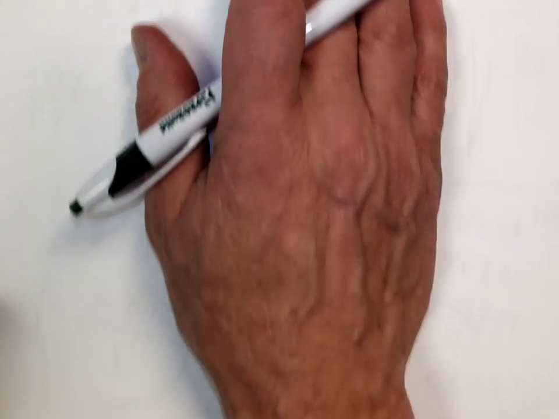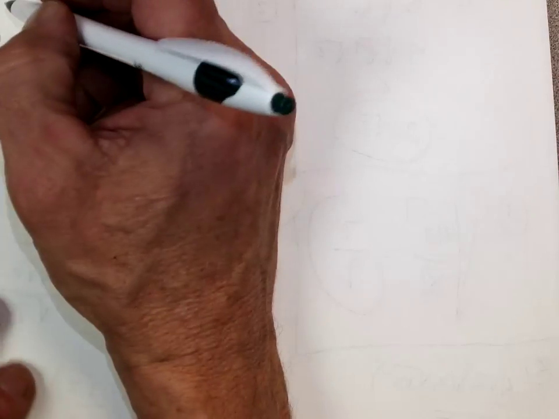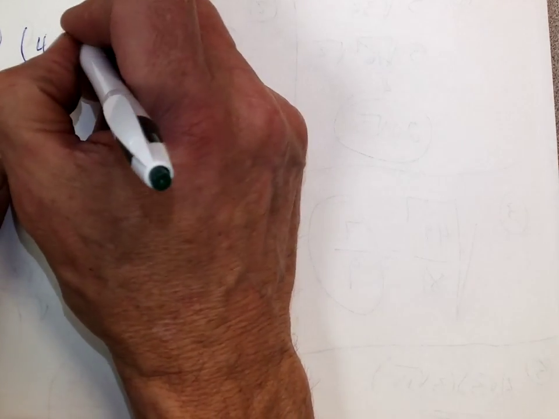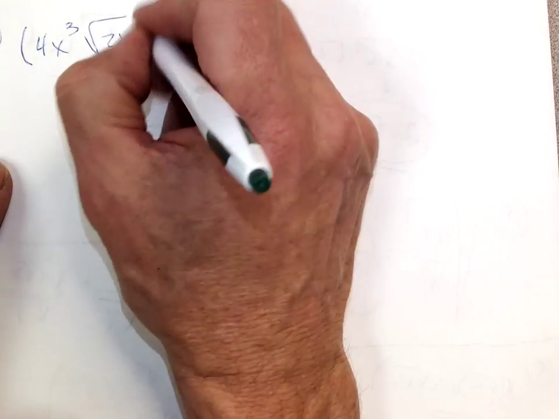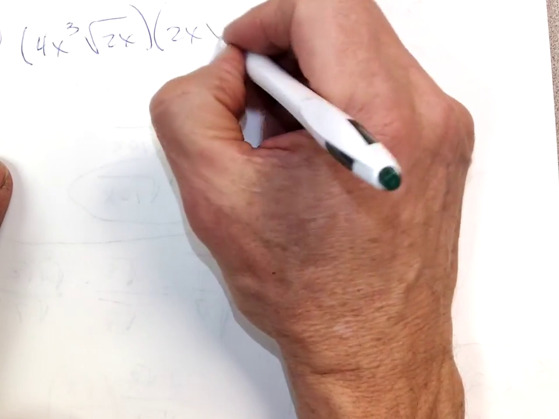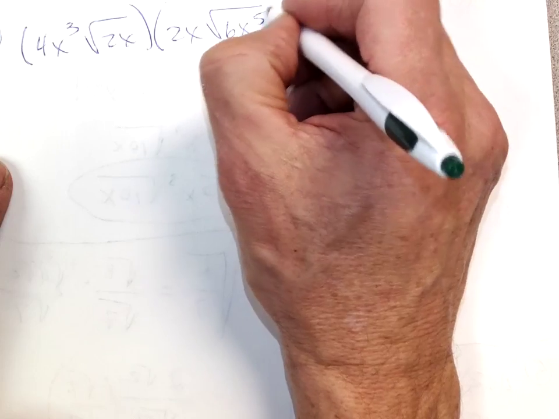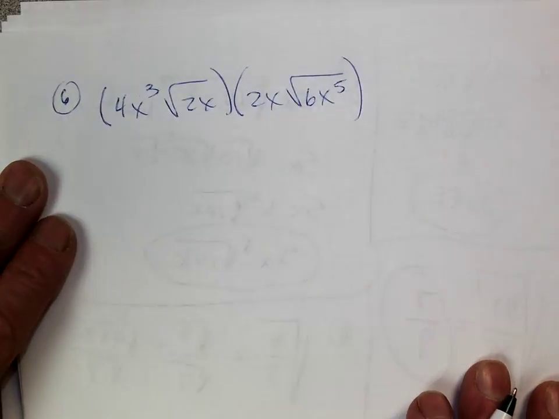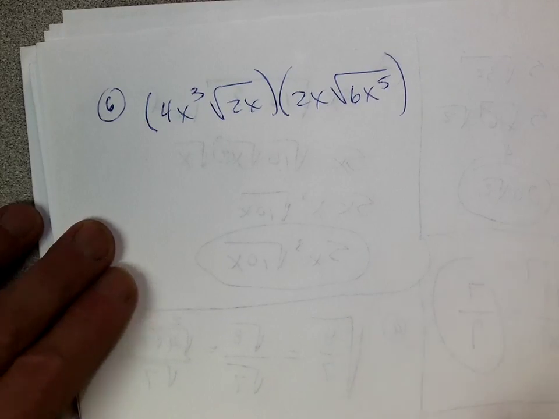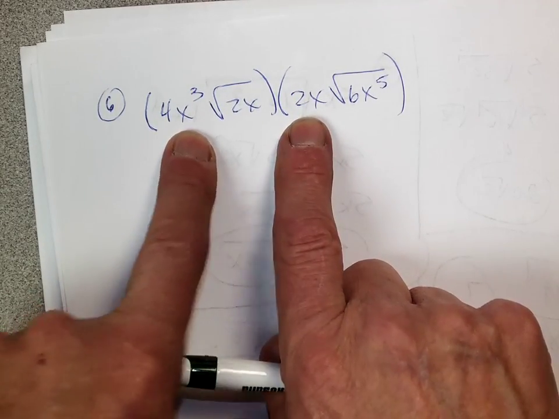Let's look at number 6. Number 6 is very similar to what we just did, except it's got x's in it. I'll go a 4x cubed square root of 2x times a 2x square root of a 6x to the 5th. How's that? You got it? Thanks, Grace. So let's multiply regular numbers with regular numbers, square root stuff with square roots.